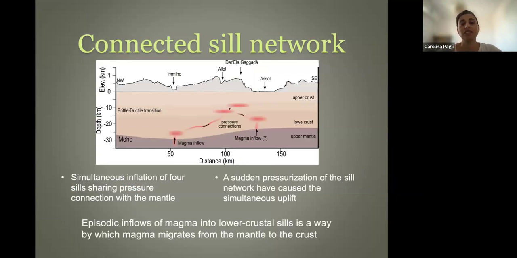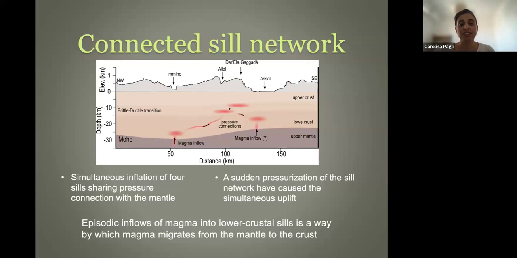So finally, based on these observations, we could reconstruct how the magma flows from the mantle to the crust. We think that these are a set of sills that are necessarily connected. The reason why we think they're connected is because the uplift was simultaneous. And although we don't see the deformation from the connecting portion, we think that there must be some pressure connection between them, so that if magma flows into just one of them, then all the others react simultaneously.